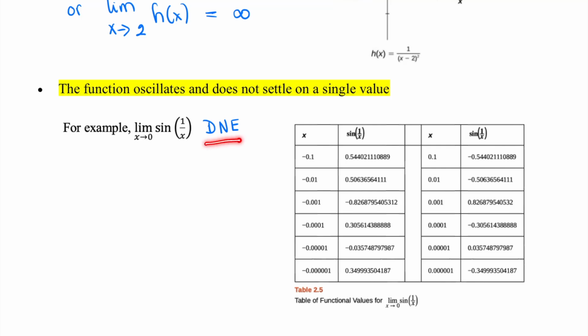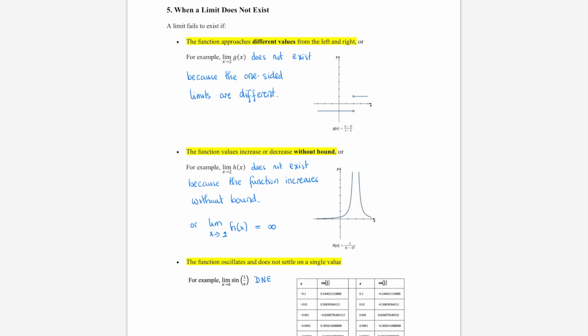DNE stands for does not exist. The limit does not exist when the left and right sides approach different numbers, the function increases or decreases without bound, or the function oscillates and does not settle.